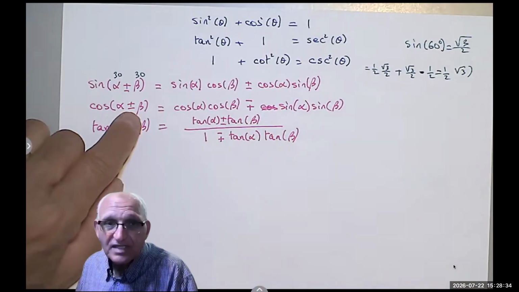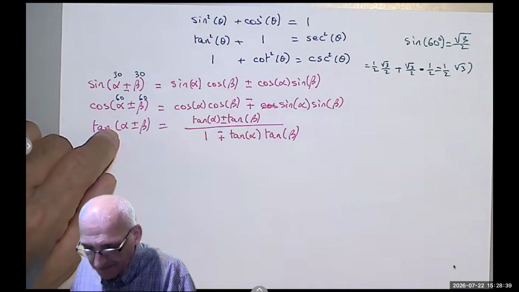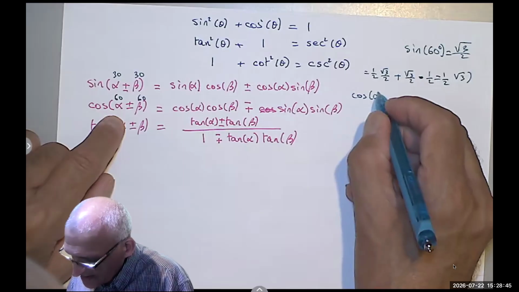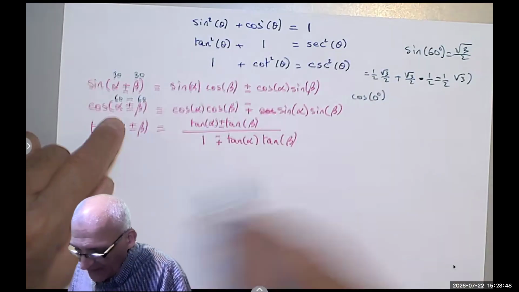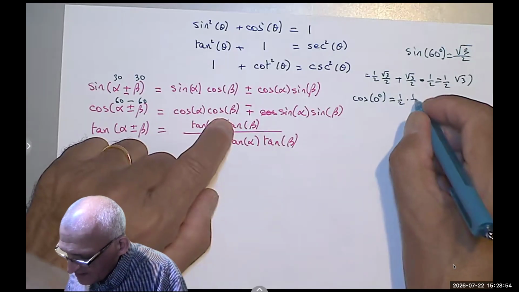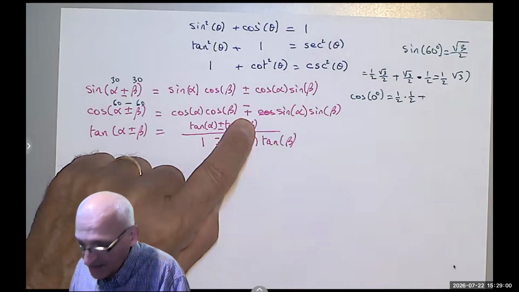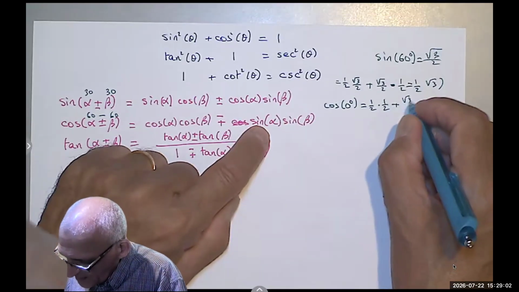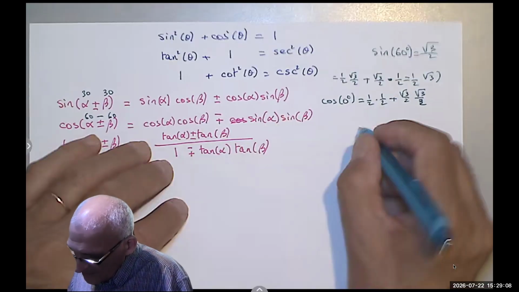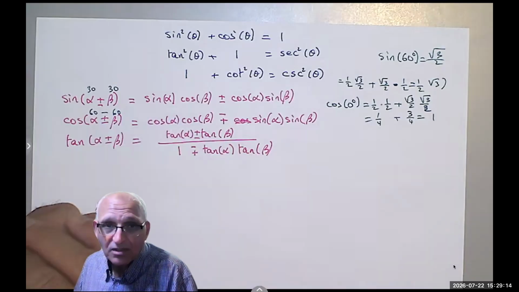For the cosine, suppose I know that cosine 0 is 1. So let's say 60 and 60, and I'm going to write cosine 0 as 60 minus 60. It would be cosine 60, which is 1/2, times cosine 60, another 1/2, plus, because when they subtract you add here, sine 60, which is √3/2, times sine 60, which is √3/2. You get 1/4 plus 3/4 equals 1. Yes, cosine 0 is 1.